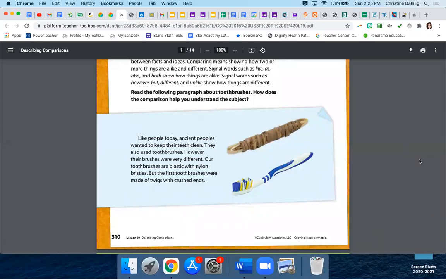Hi, everyone. This week, we're going to be starting lesson 19 in Ready Reading, describing comparisons. Today, we're going to be looking at pages 310, 311, 312, 313, and 316. So this week, we're going to read about topics in history and exploring comparisons in text.